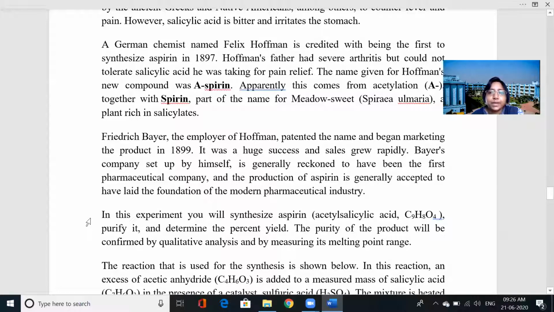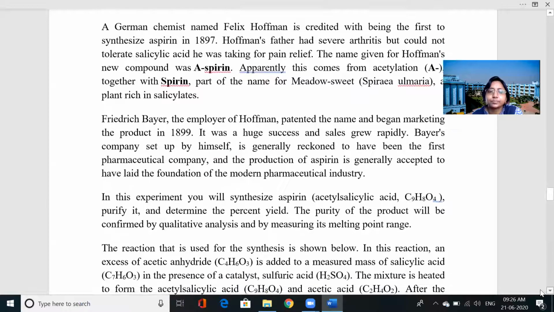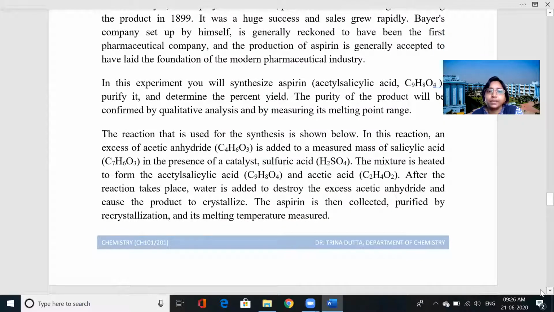Now, the experimental part: how it can be synthesized. In this experiment, you will synthesize aspirin from salicylic acid. The formula is C9H8O4. Purify it and determine the percent yield. The purity of the product will be confirmed by qualitative analysis and by measuring its melting point range. The reaction that is used for the synthesis is shown below.